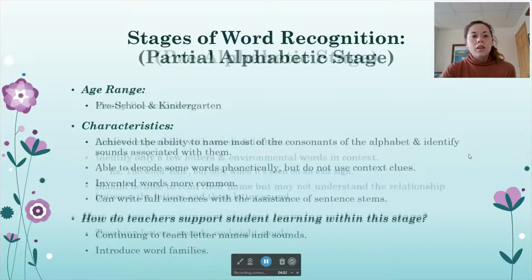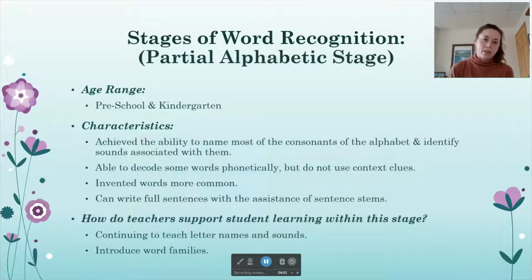The next stage is the partial alphabetic stage, and the age range for this stage is preschool and kindergarten. You're starting to get a little bit older and becoming more aware of what the alphabet is all about and what the letters mean. As students learn more letters and sounds, they enter the partial alphabetic phase. The partial alphabetic phase of decoding is when students have achieved the ability to name most of the consonants of the alphabet and can identify the sounds associated with them. During this phase, students are able to decode some words phonetically, but generally do not use context clues to help them make meaning of words.